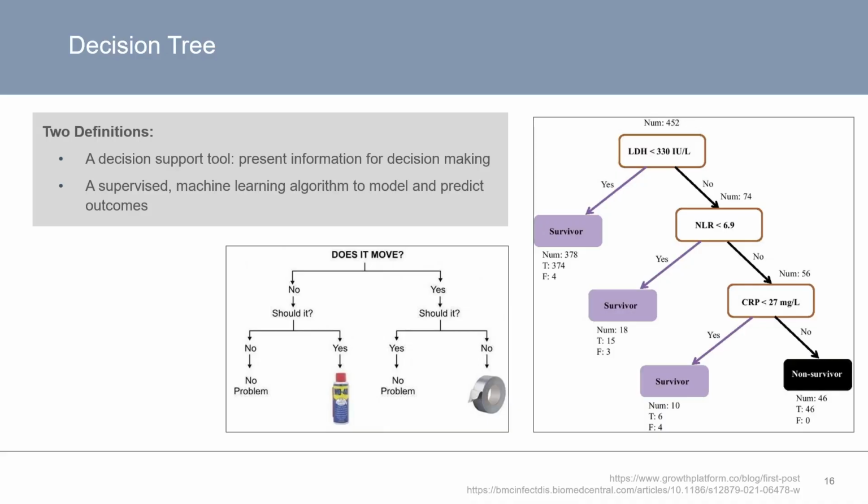Here on the right, we have a decision tree trained on patients who tested positive for COVID-19, and we're trying to predict which patients will be survivors versus non-survivors. And in this model, 3 features were found to help make this classification: LDH, which stands for lactic dehydrogenase, NLR, or neutrophil to lymphocyte ratio, and CRP, which is a C-reactive protein.